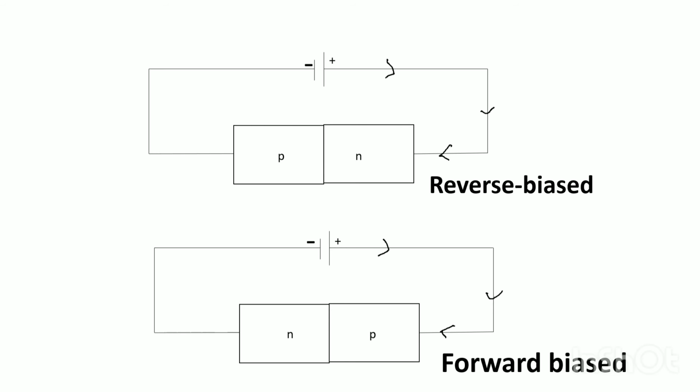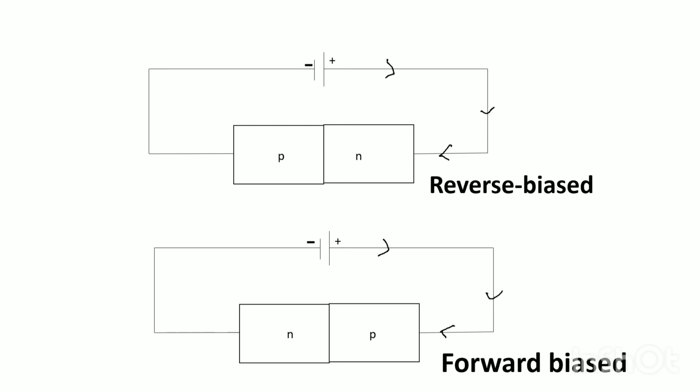Okay, you see that the positive terminal of the voltage source is connected to the N type. It is the reverse bias. And forward bias: the positive terminal of the voltage source is connected to the P type semiconductor, and the negative terminal is connected to the N type semiconductor. This is the forward and reverse bias.